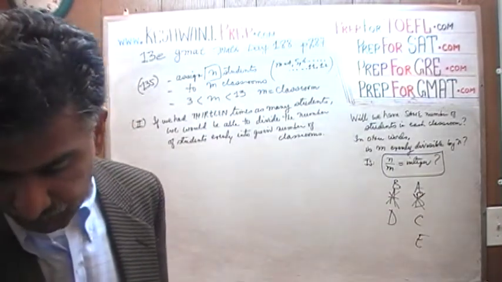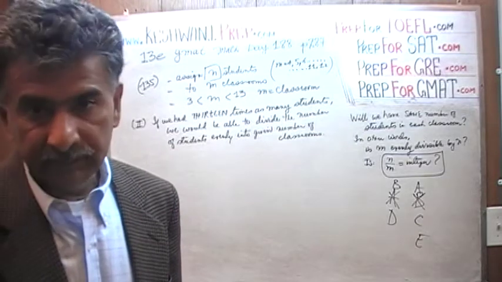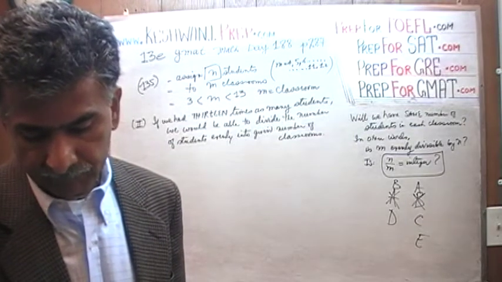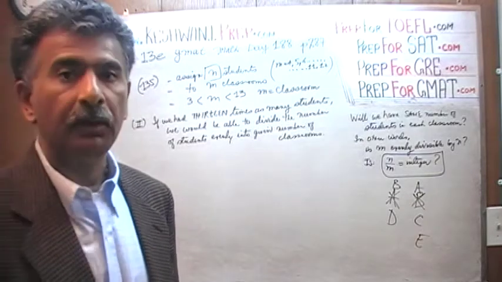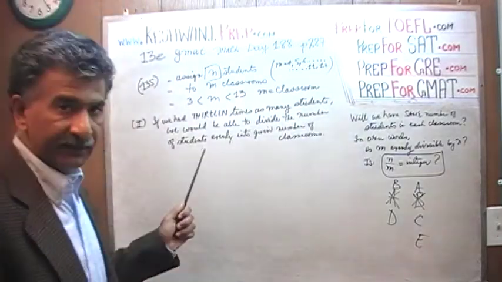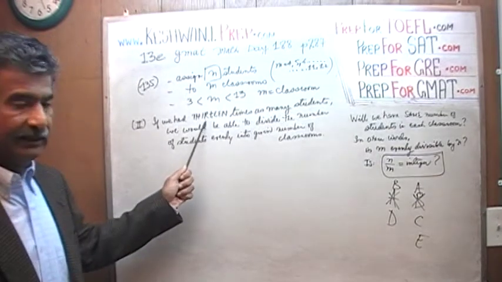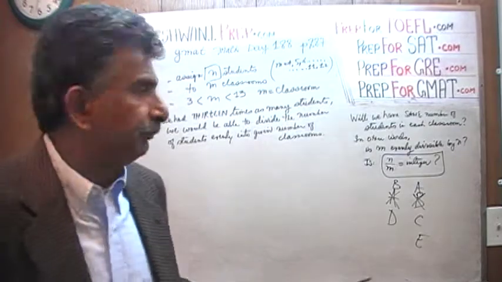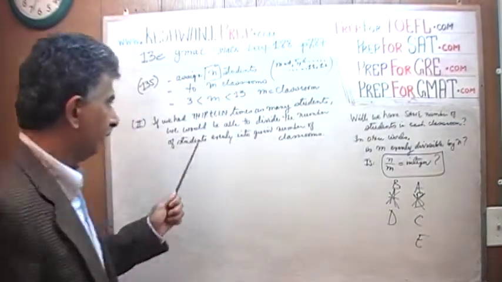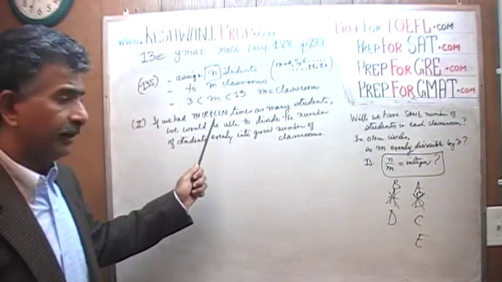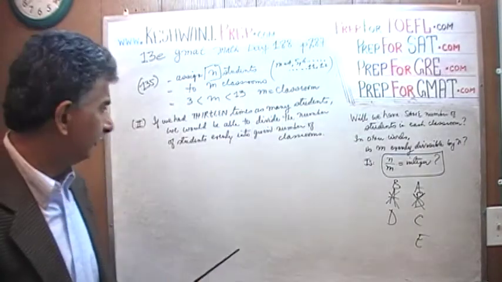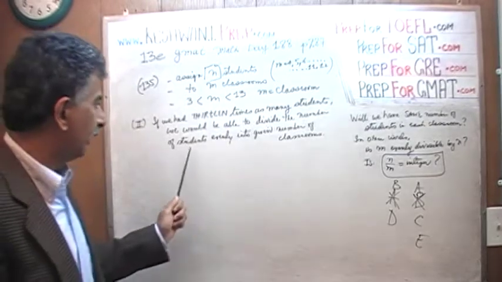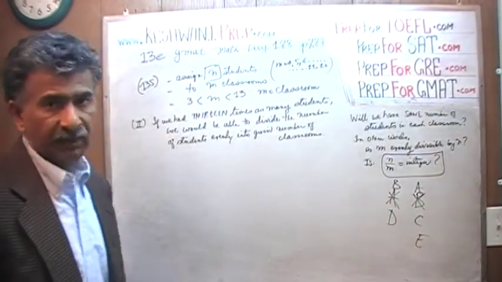In the book it says, it is possible to assign each of the 13 times n students to one of the m classrooms so that each classroom has the same number of students assigned to it. What they're basically saying is this: if we had 13 times as many students, however many students they have in a school, we do not know, we just know it's n, then we would be able to divide the number of students evenly into the number of classrooms.